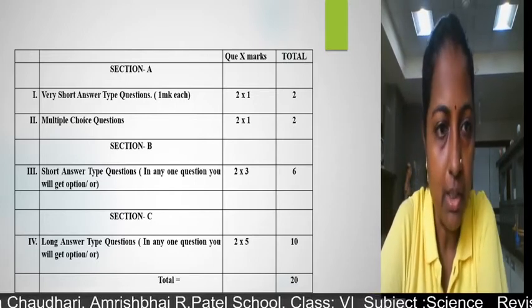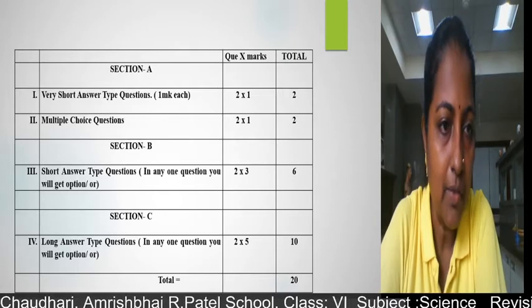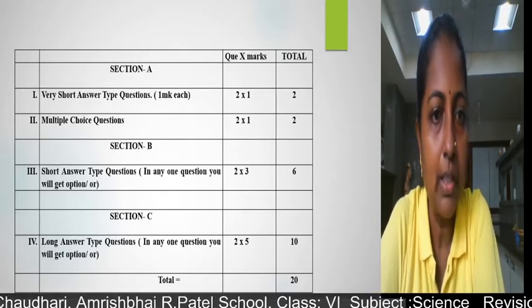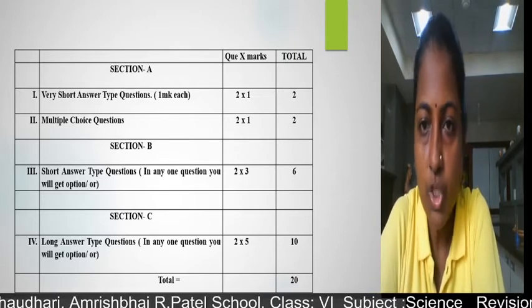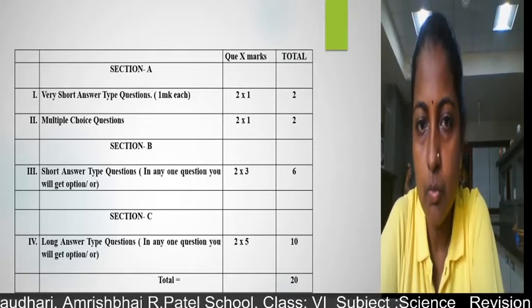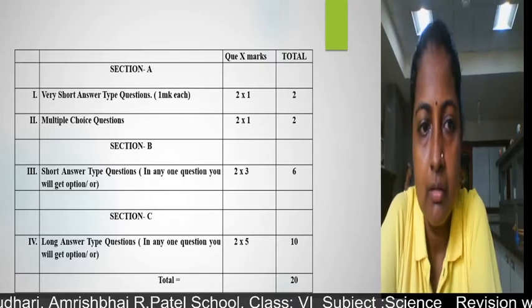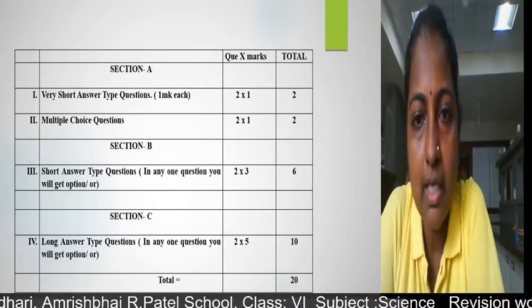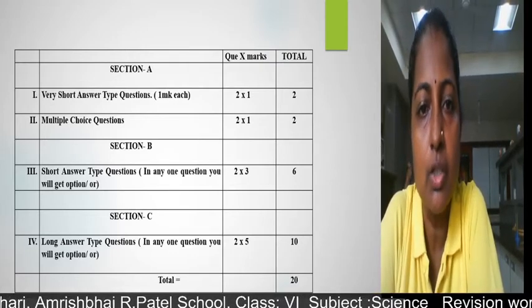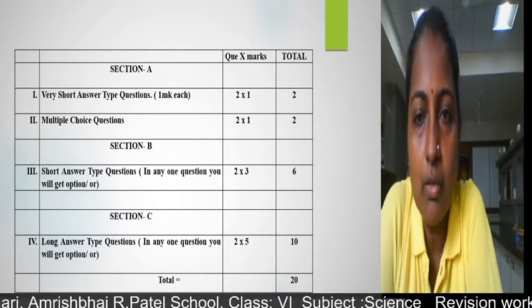In section B, question number 3, that is a very short answer type question, 2 questions will come for 3 marks each. So section B is 6 marks. In that, 2 questions are compulsory. Out of those 2 questions, for 1 question you can get an option.